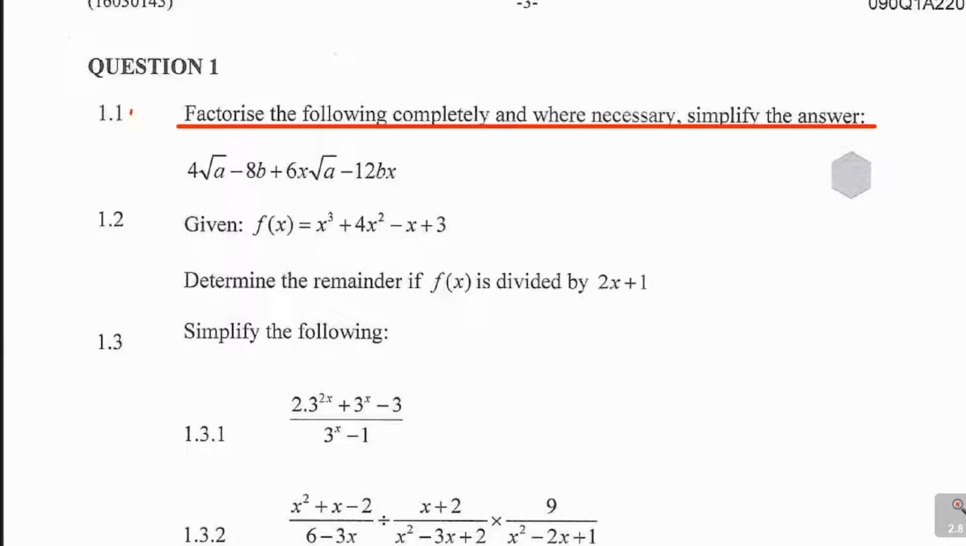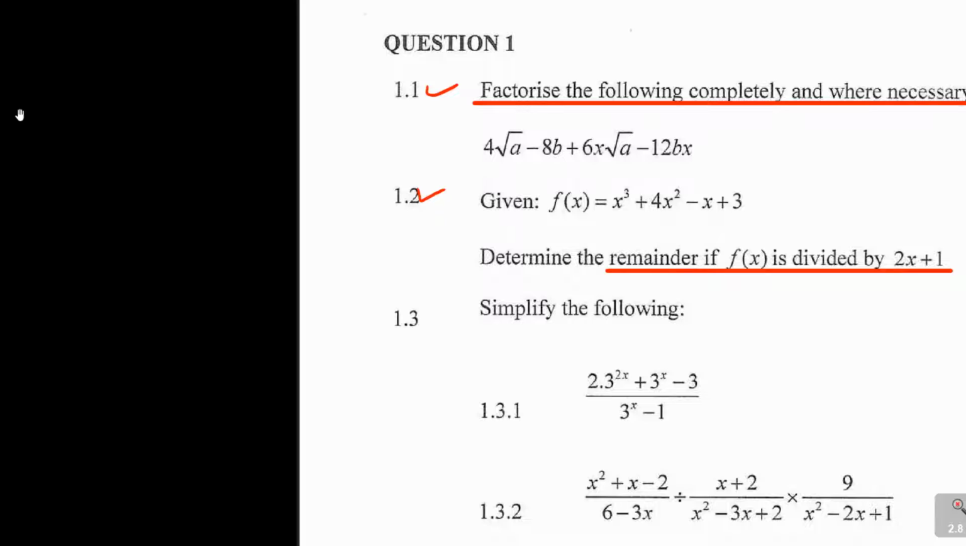We are now looking at question 1.2. Given f of x is equal to that, determine the remainder. So we're looking at the what? This is the remainder theorem now. The remainder if f of x is divided by that. So we are told that f of x is divided by 2x plus 1.